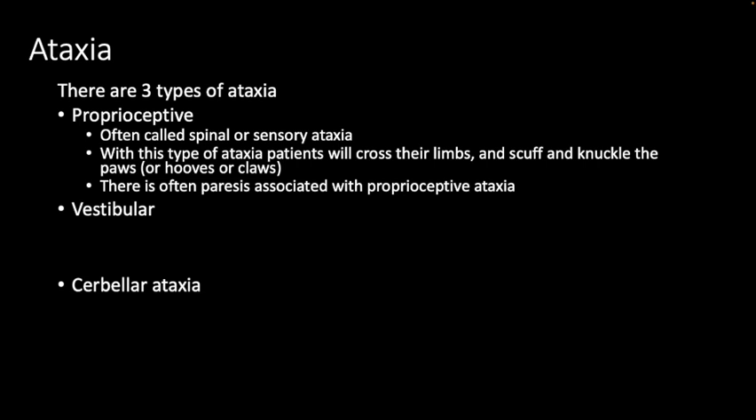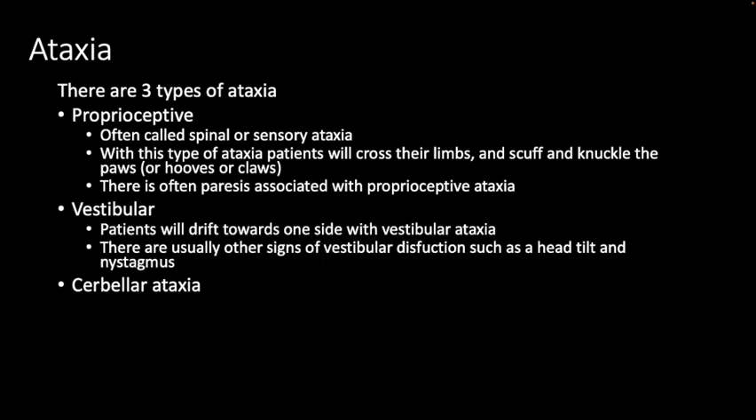Because spinal cord disease or myelopathies are so common in dogs, there is generally paresis associated with proprioceptive ataxia. The second most common type of ataxia is vestibular ataxia. Since vestibular disease is generally lateralized, patients will drift towards the side of the lesion with vestibular ataxia, often trying to lean against the wall as they walk. There are usually other signs of vestibular dysfunction with vestibular ataxia, such as a head tilt and pathologic nystagmus.